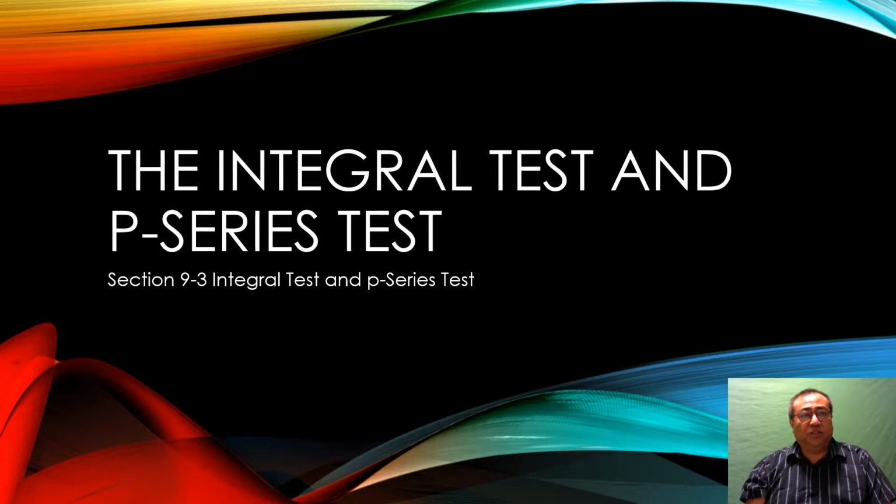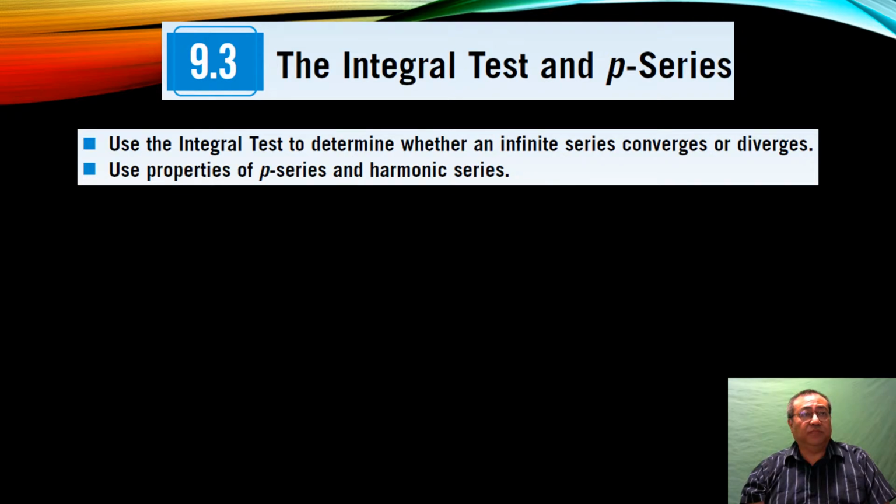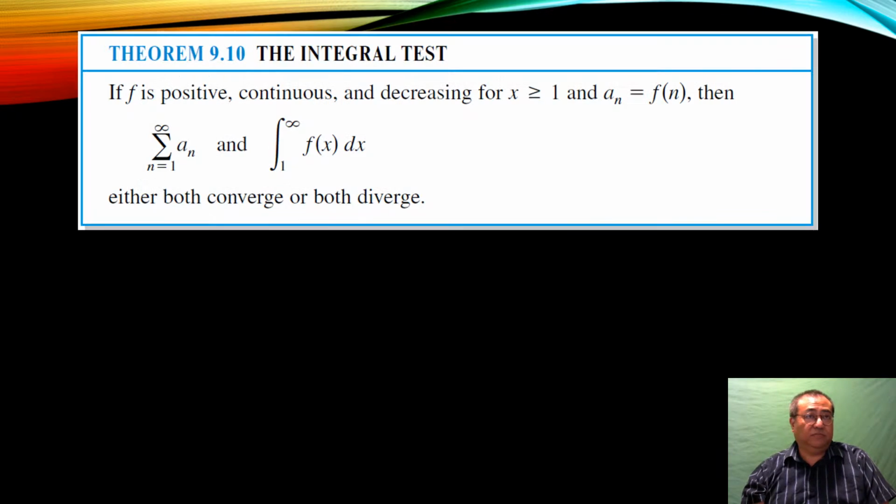This is section 9.3, the integral test and P-series test. We've learned two other tests, geometric series tests and the nth term test for divergence. So this section has two more tests. Let's get started. The two bullets are basically the two different tests, the integral test and the P-series test. They also mention the harmonic series. Harmonic series is a P-series. We'll get to that.